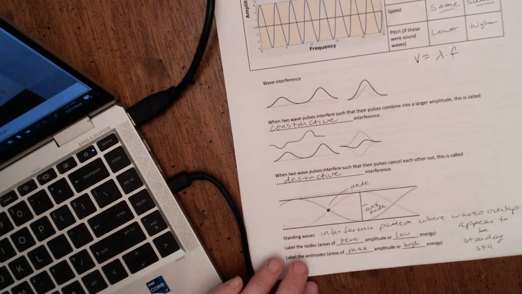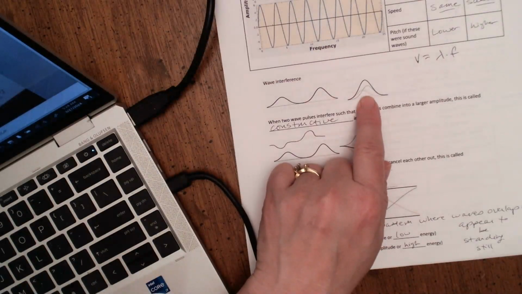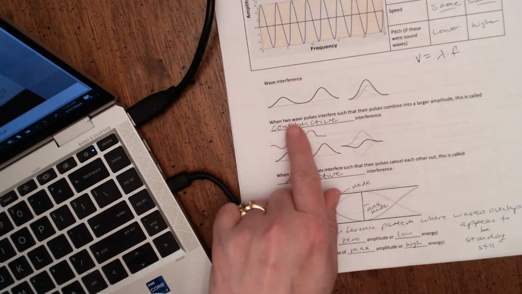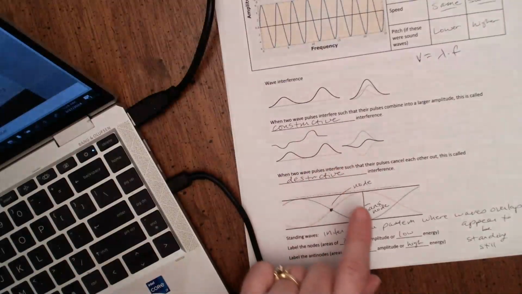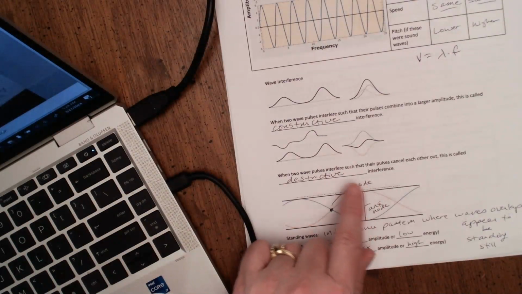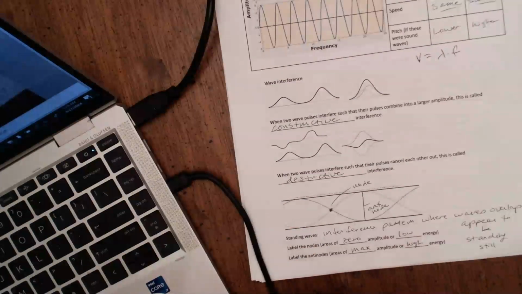So sometimes when waves are bouncing back and forth off of something and they combine with each other, sometimes they'll make a larger amplitude wave where their energies combine. That's called constructive interference. Sometimes they'll cancel each other out. And that's called destructive.